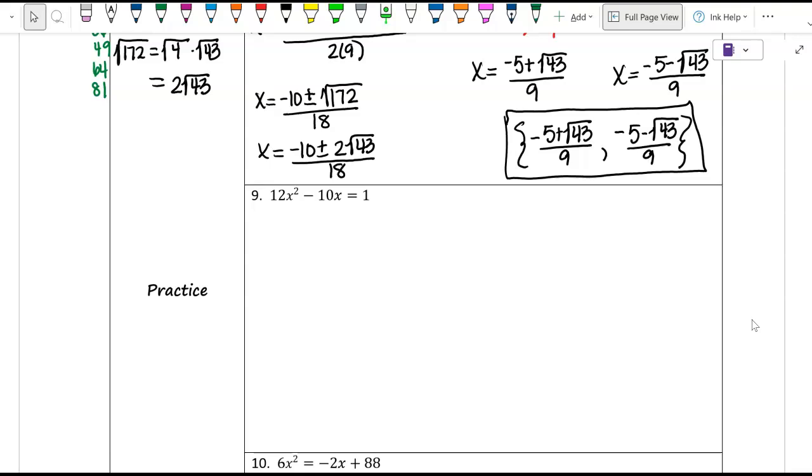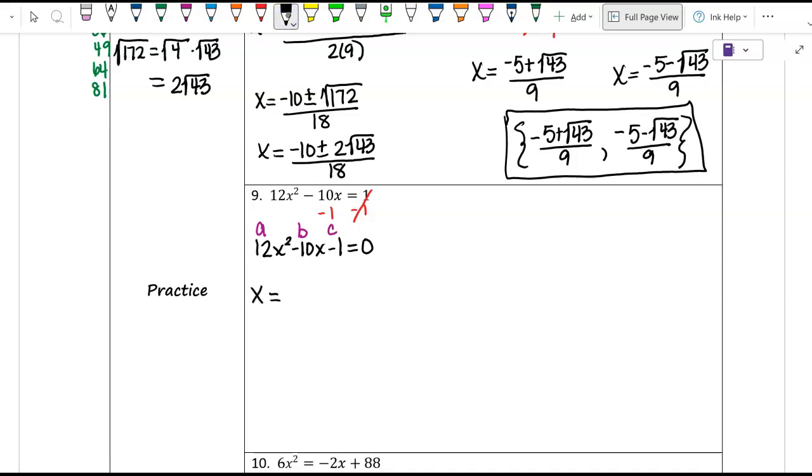Number 9, 12x squared minus 10x equals 1. Again, we have to start off by subtracting 1 from both sides. So we have 12x squared minus 10x minus 1 equals 0. Because again, I cannot identify A, B, and C until they're all on the same side of the equal sign. So A is 12, B is negative 10, C is negative 1.